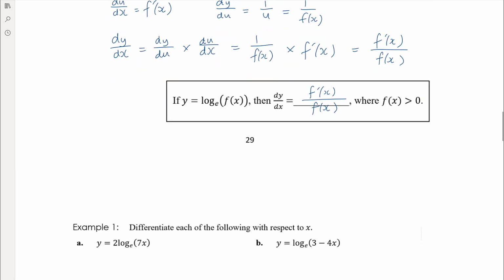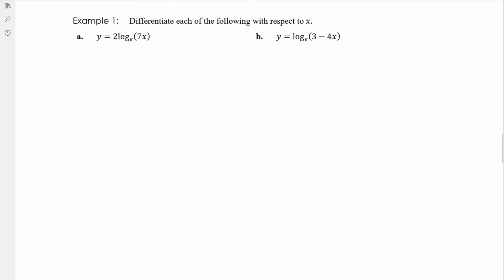Alright, so let's put our derivatives of logs into practice. Also thinking about potentially our chain rule, our product rule, our quotient rule, being able to differentiate polynomials, being able to differentiate exponentials. So differentiate each of the following with respect to x. So 2 times log e of 7x.